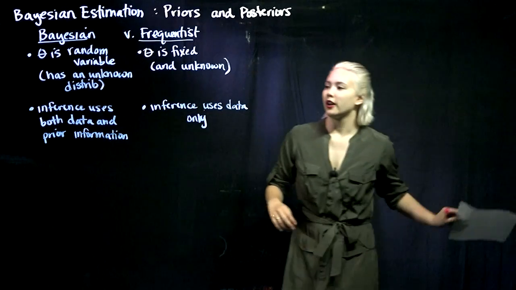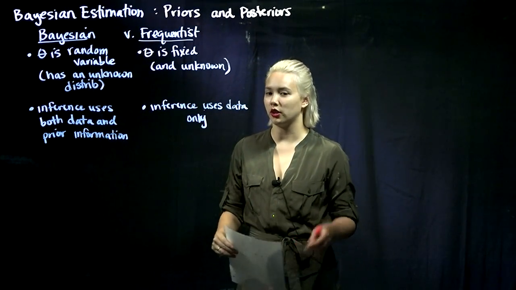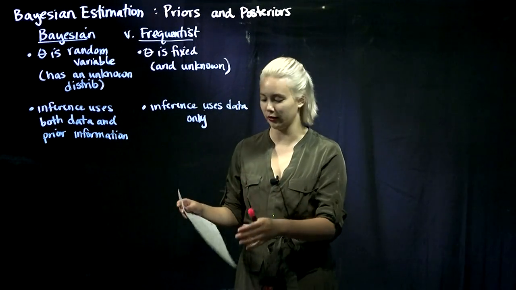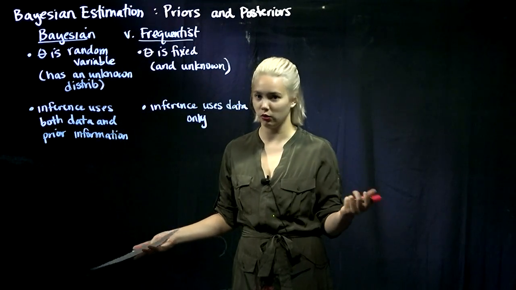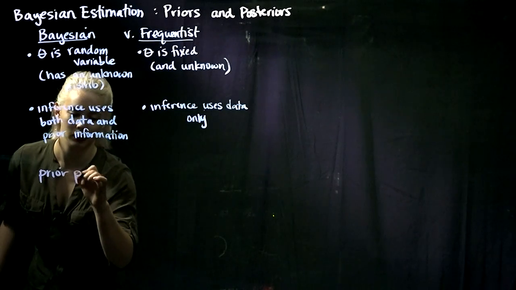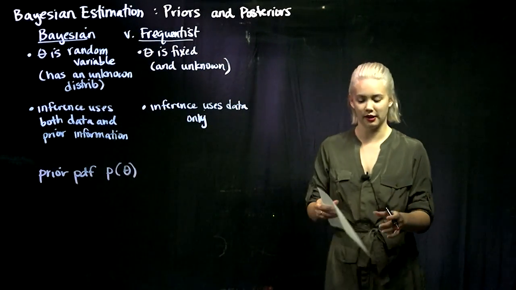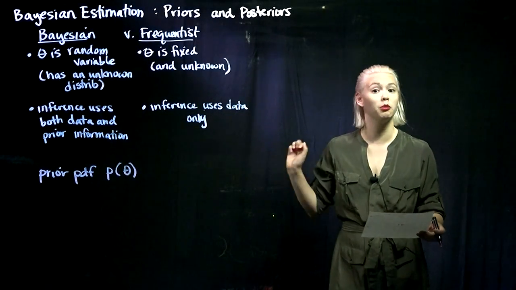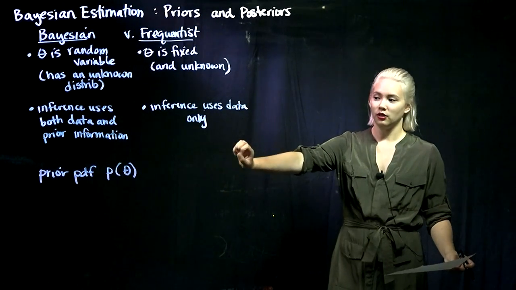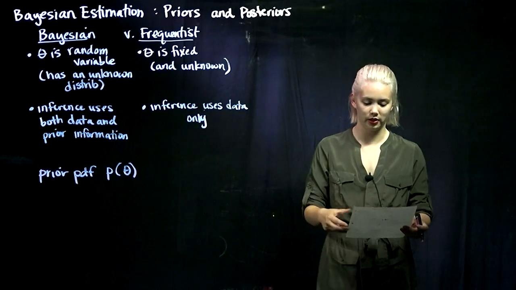All right, so all this prior information that you might have, like old studies, you're going to put that into what's called a prior distribution. So it's a distribution for theta that has all your prior information in it. We can call it whatever we want, but maybe we might call this prior PDF p of theta. Okay, so that prior PDF has all of our information about theta that we already know before even collecting the data. Then we go out, collect the data, and we use that plus the prior PDF to create what's called a posterior distribution.